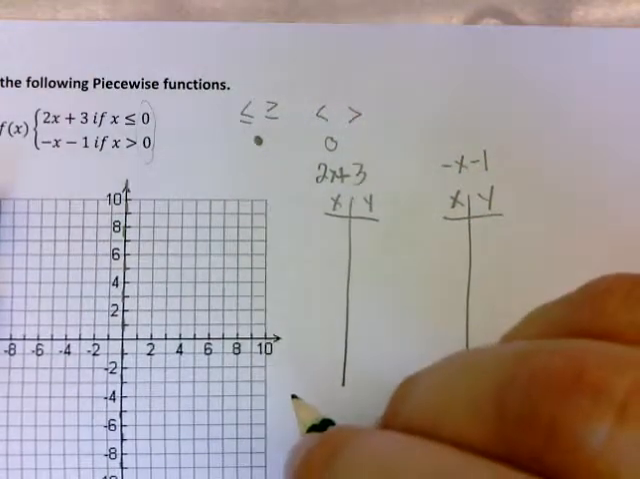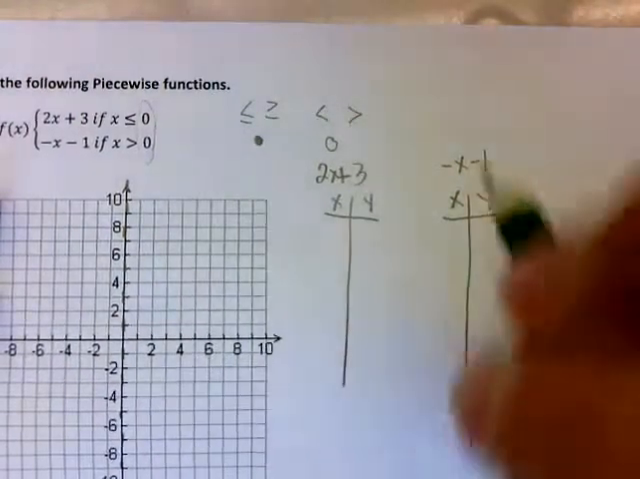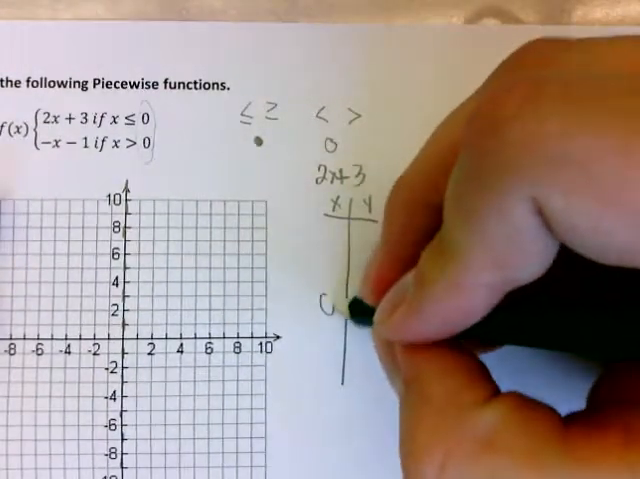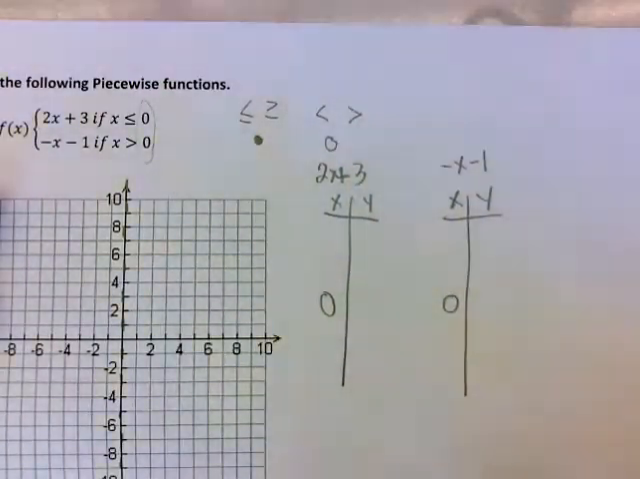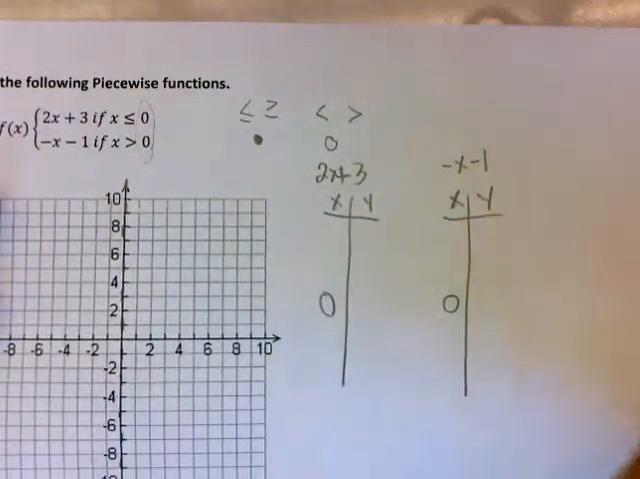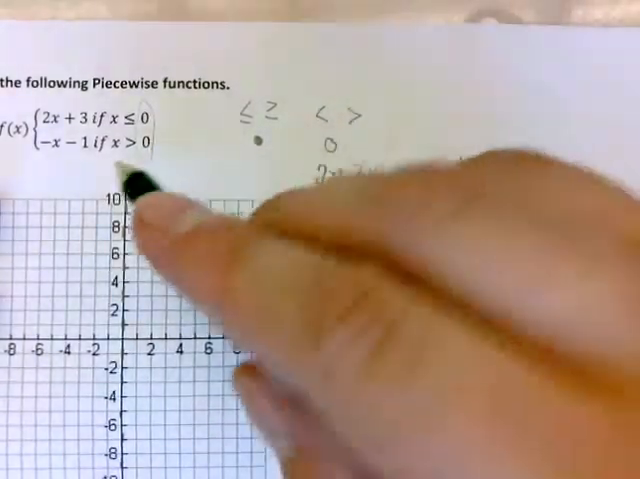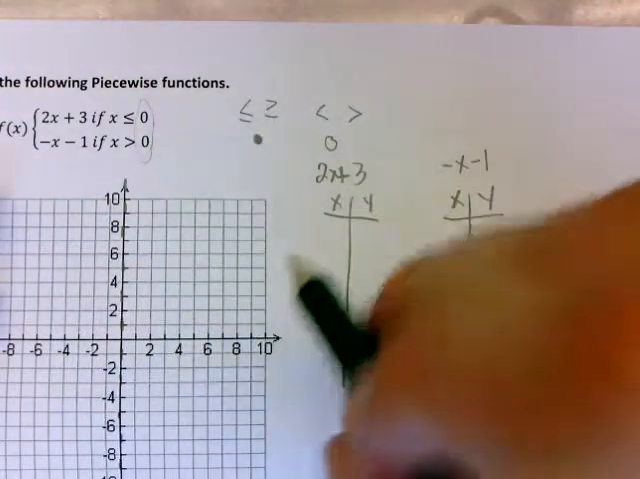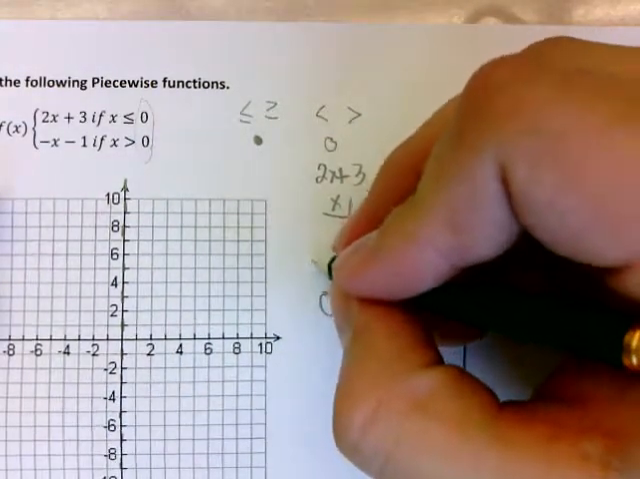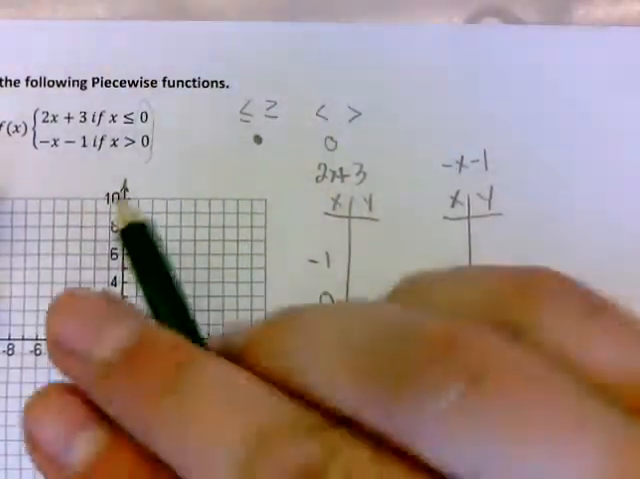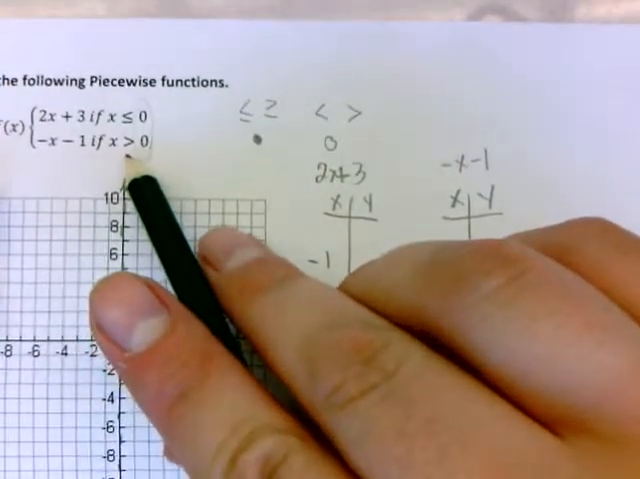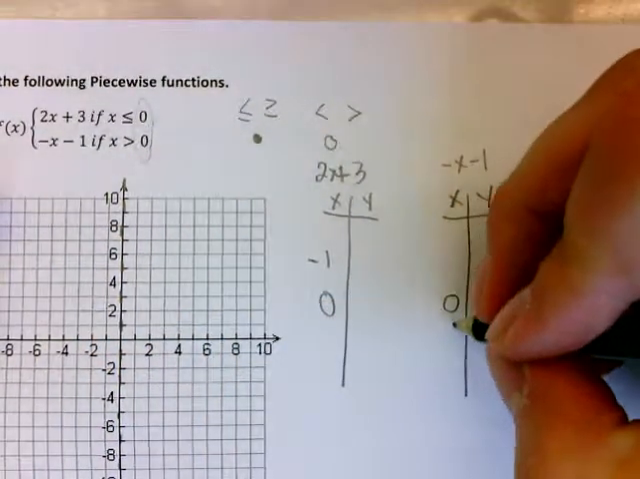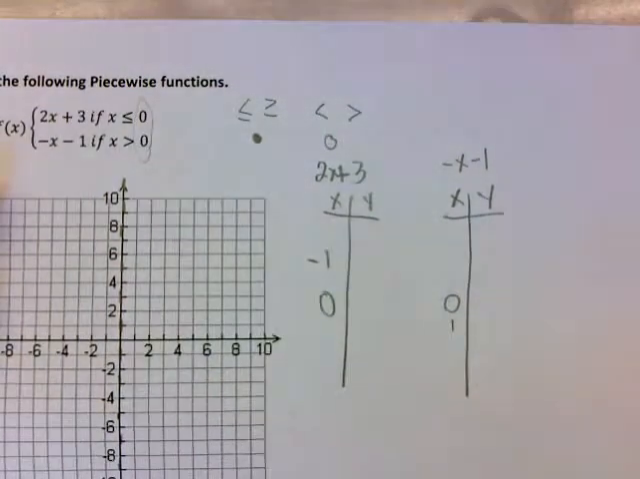In both of these, one of my points has to be 0. And my second point can be anything you want, except for the first problem. Since this x is less than or equal to 0, the number has to be less than 0. So we'll use, I don't know, -1. And in this one, the x has to be greater than 0, so we'll use 1, just for easiness.